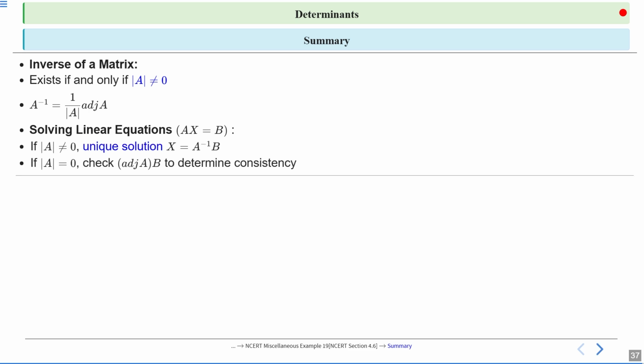And to solve a linear equation AX is equal to B, if determinant of A is not equal to 0, then it has a unique solution and X is equal to A inverse B. And if determinant is equal to 0, then we have to check adjoint of A into B to determine whether the system is consistent or not.